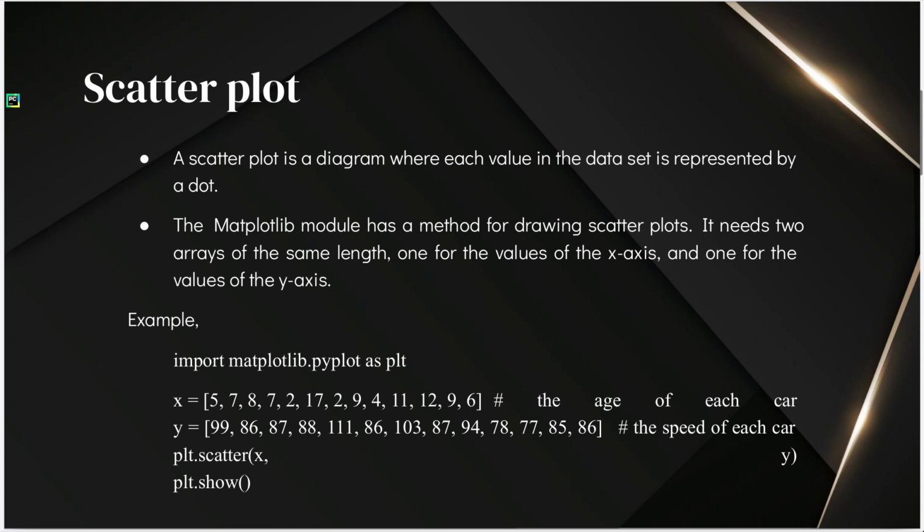So a scatter plot is a diagram where each value in the dataset, and that dataset may be a list, an array or whatever, is represented by a dot. The matplotlib library module for Python has a method for drawing scatter plots, and it draws them by taking in two arguments, and these two arguments are arrays of the same length. One array is the value of the x-axis and the other is the value of the y-axis.